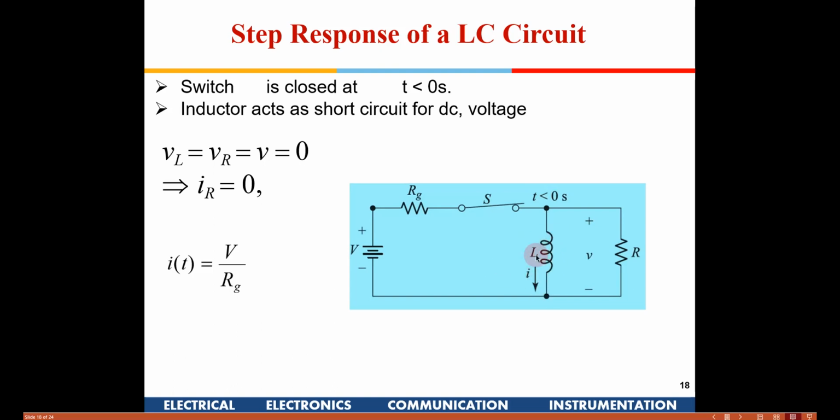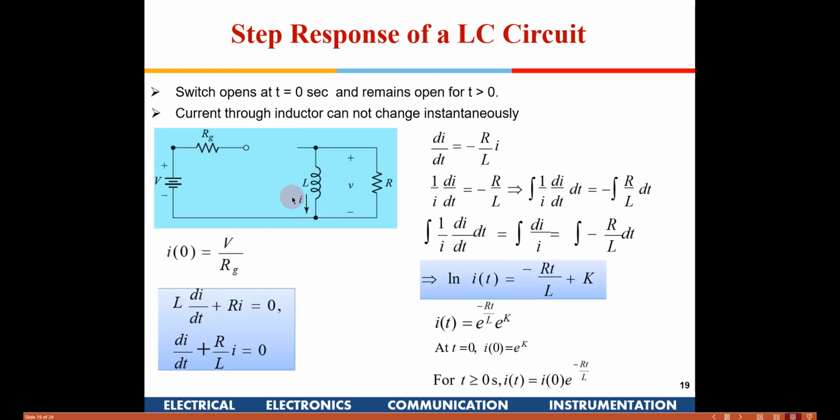Okay, so this is how we have established. Now the initial current will be V divided by Rg. Okay, and now this is open. So now you will find there is a mesh which is formed here. Now all the energy which was stored in this inductor needs to be dissipated in this R, so that there will be a current which will flow here, right?